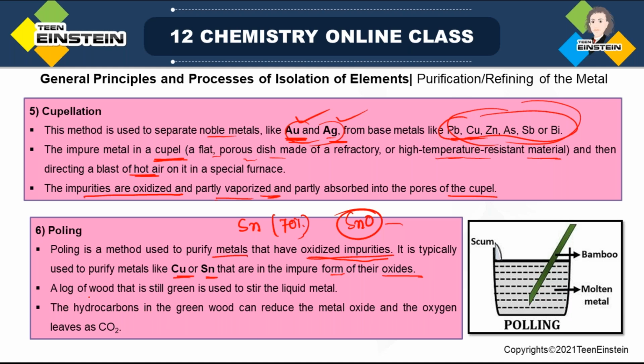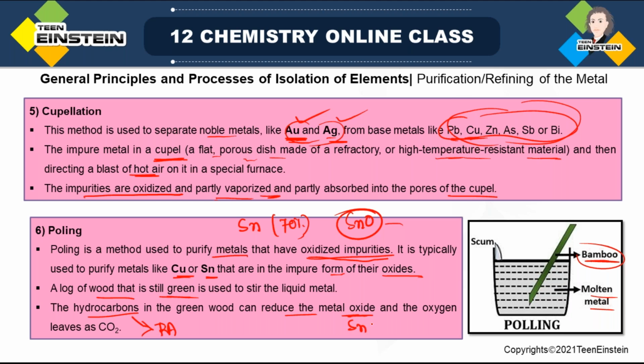In this method, a log of wood that is still green, basically green bamboo, is used. Now what is the reason that specifically we have to take green bamboo? There is some reason behind that. We take the molten metal containing impurities and stir it with this green bamboo. Green bamboo basically contains some hydrocarbons which have reducing property. So these hydrocarbons will act as a reducing agent and they can reduce this metal oxide.